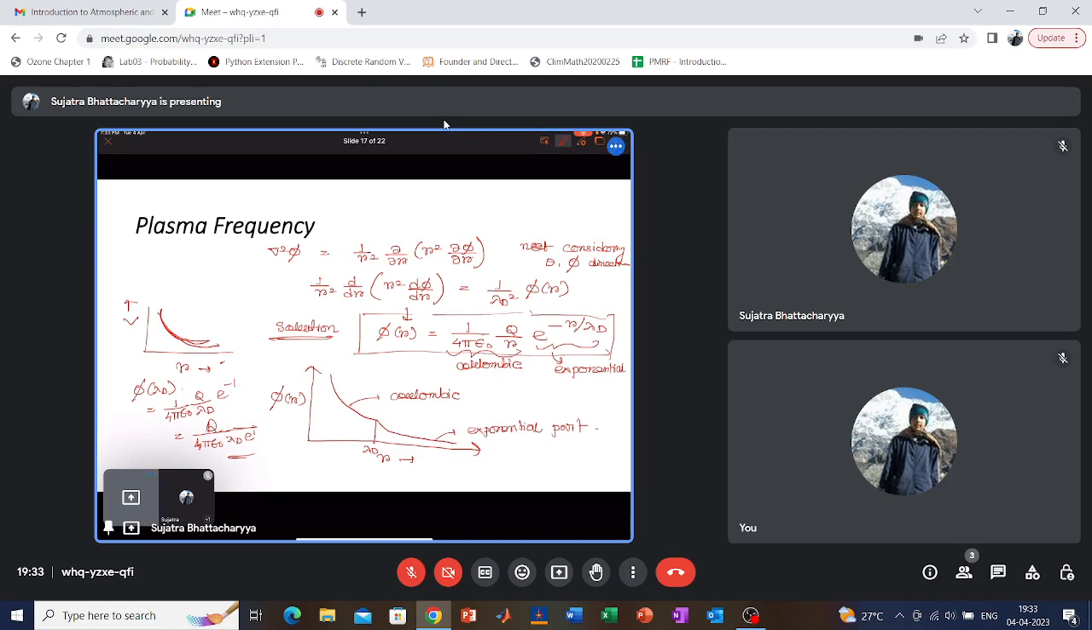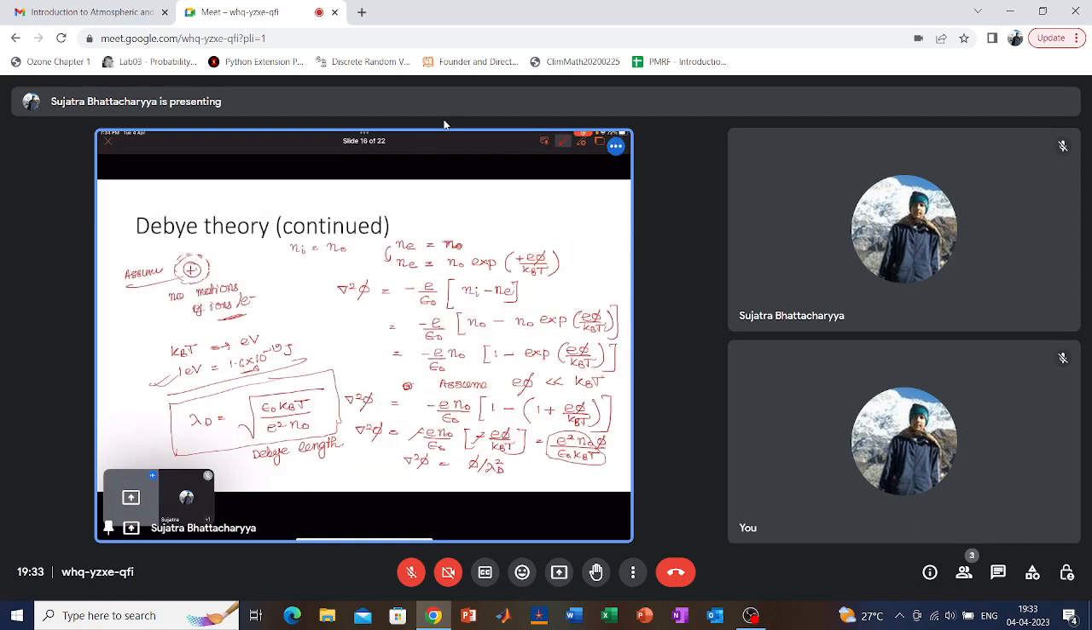Okay, and at 2 lambda d distance, it will be phi of 2 lambda d, that is equal to q by 4 pi epsilon naught 2 lambda d, by e square. Fine. This is not the frequency, this is the potential which we have derived. So we have derived here the potential, the equation, and we have also derived the Debye length.